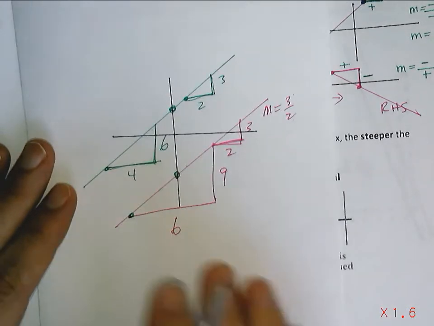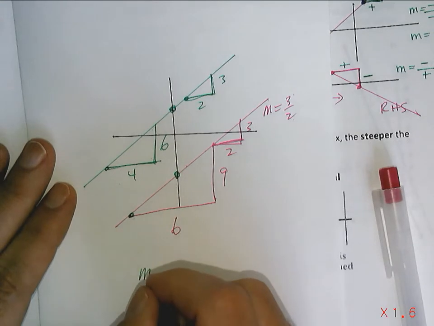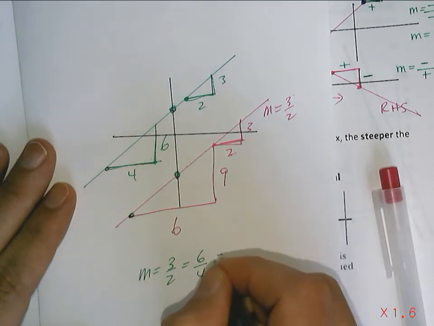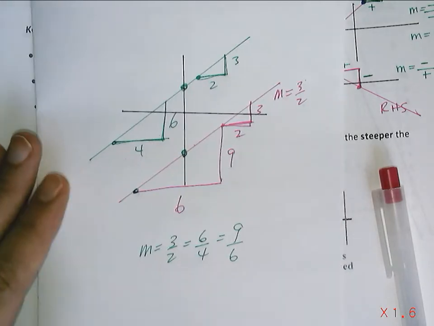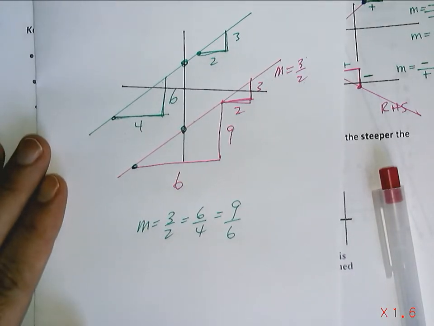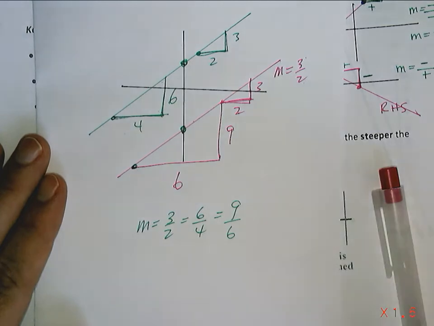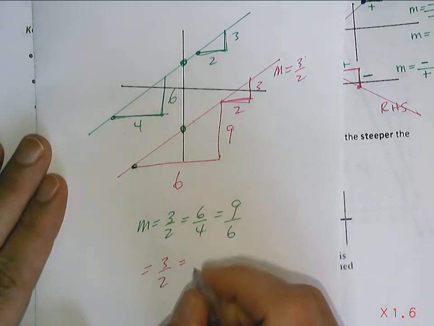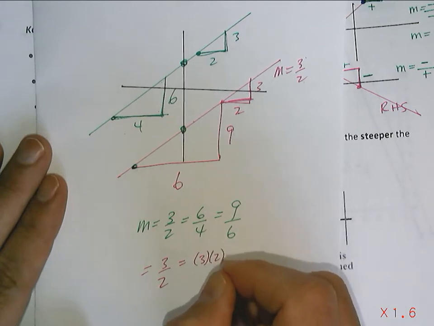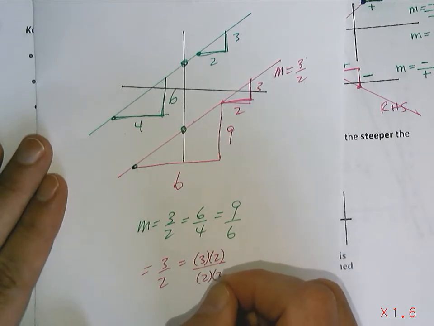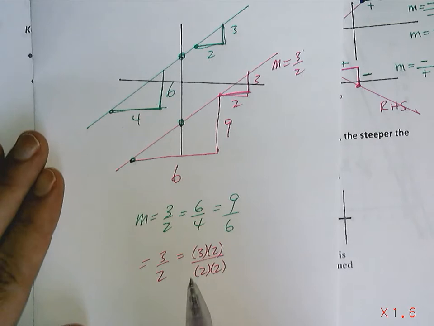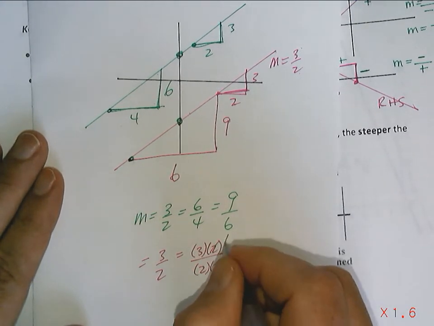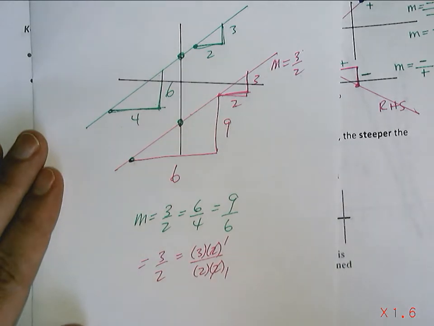Now notice that all of these slopes are the same. The slope of 3 over 2, 6 over 4, and 9 over 6 are all the same slope. How come? Let's think about this for a minute. 3 over 2, now 6 over 4 is 3 times 2 over 2 times 2. Do you agree that 3 times 2 is 6 and 2 times 2 is 4? So if we reduce those, do you see how we're left with just a 3 over 2?